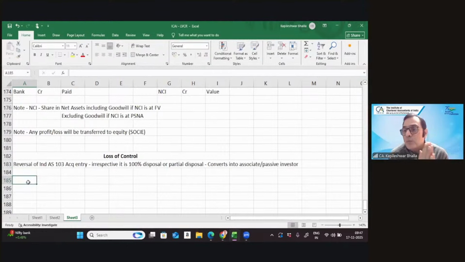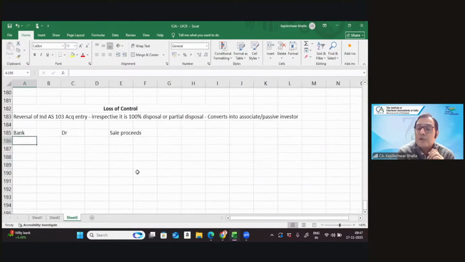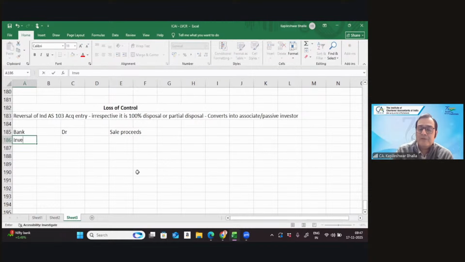So I think that makes our life more simple. Now let's see what is going to be the reversal entry in this case. The bank gets a debit, because when he made a sale, the bank would undoubtedly get a debit. And can I say this is with the sale proceeds? You receive some money on the sale of the investment. What else is going to be debited? Can I say the investment retained?